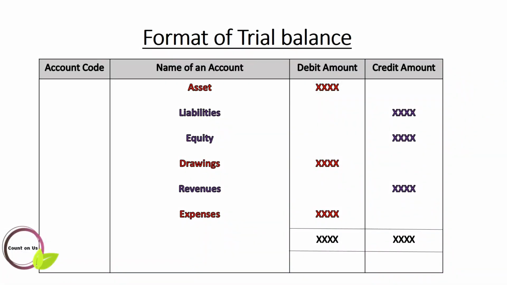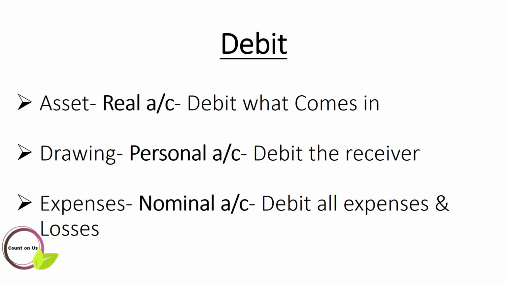You can store this format in your mind as it has 4 columns: account code, name of an account, debit amount and credit amount. Generally, assets, drawings and expenses are debit balances, so they have to be entered in the debit amount column. Why are assets debit balances? This is because all assets are real accounts. What is the real account rule? Debit what comes in and credit what goes out.